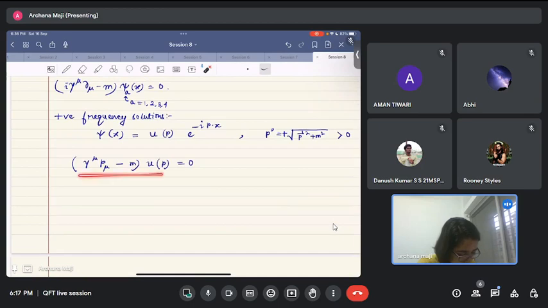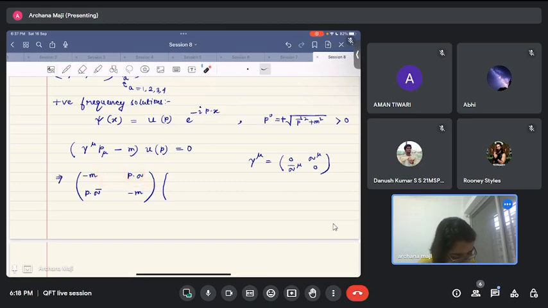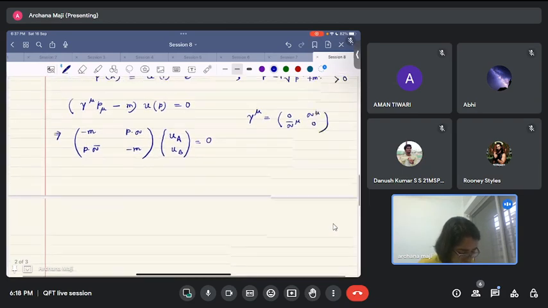So this is purely a matrix equation. And what was gamma mu? Gamma mu was 0, sigma mu, sigma bar mu, 0. So this becomes minus m, p dot sigma, p dot sigma bar, minus m. It's in 2 by 2 block form, and m is multiplied by the 2 by 2 identity. This itself is a 2 by 2 matrix. So it suggests that we can write the spinor as this: uA is a 2-component spinor, and uB is another 2-component spinor.